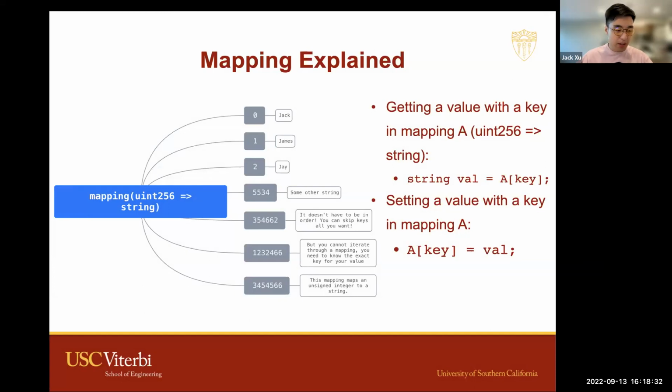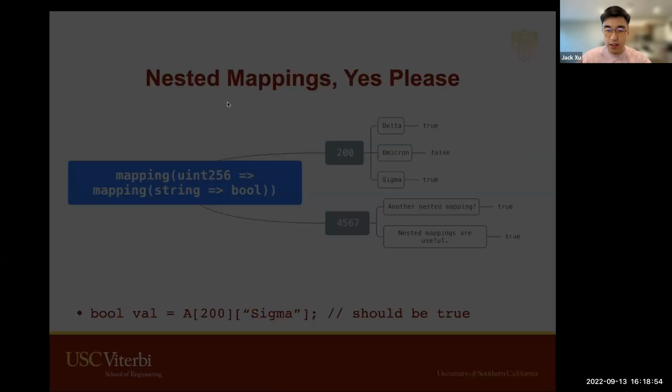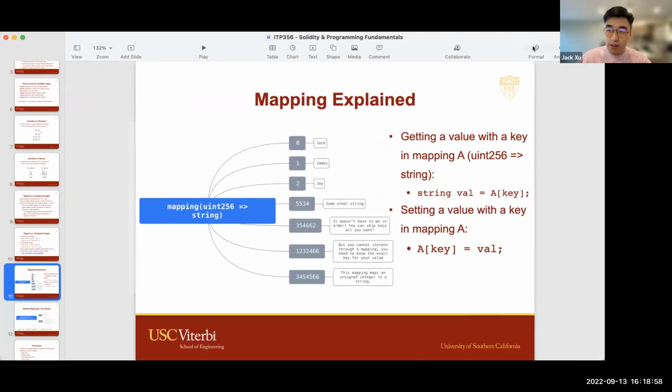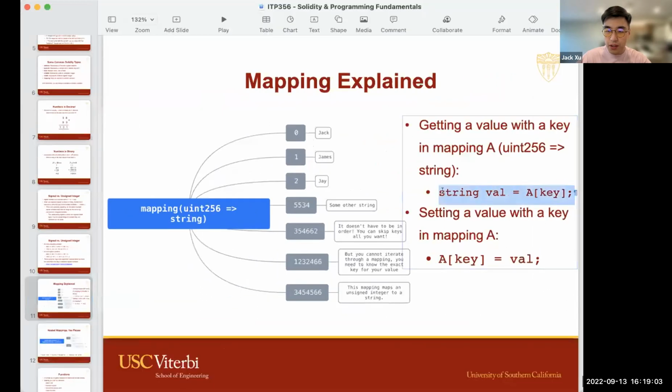So we were talking about if we wanted to go from a student name to a student ID, then we have to flip the mapping. The mapping would be a mapping that maps from string to a uint. And the way that we can get a value with a key in a mapping is by doing this.